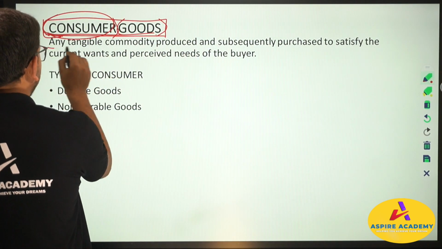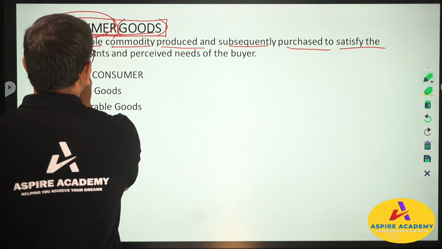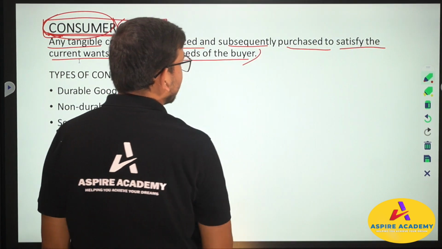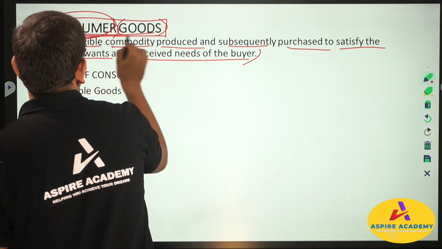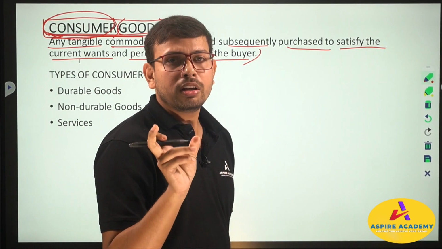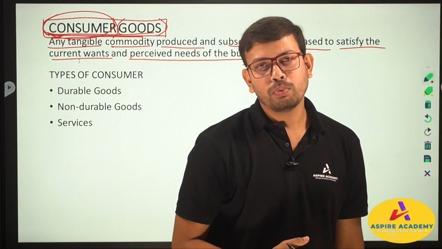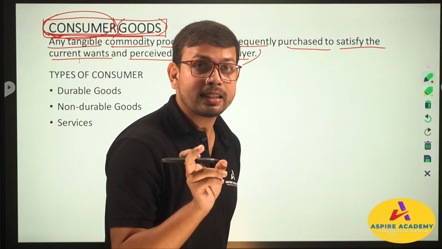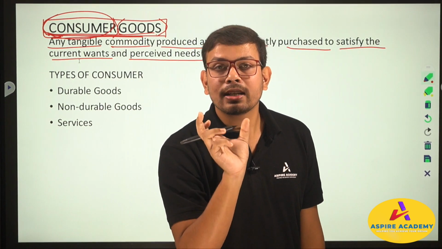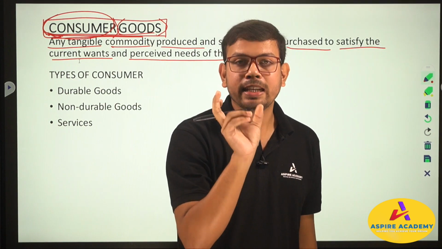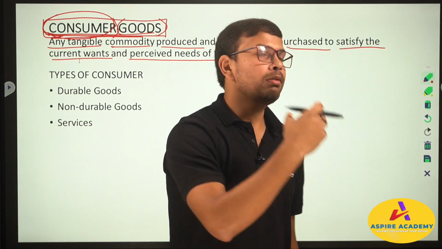See the definition: any tangible commodity produced and subsequently purchased to satisfy the current wants and perceived needs of the buyer. Simple. There is nothing more to understand in this particular thing. Consumer good is nothing but a tangible item or a commodity that you can use for satisfying your wants or needs, but that can be used only by the consumer and in an act of consumption. Are you getting the point? It can be used in an act of consumption to satisfy your needs and wants.